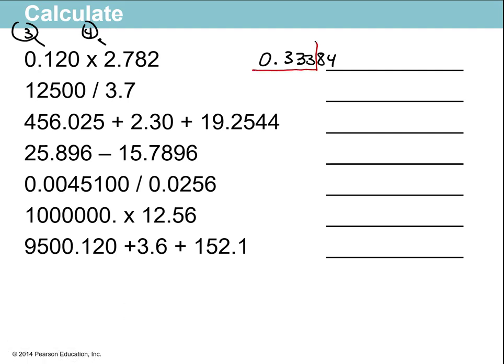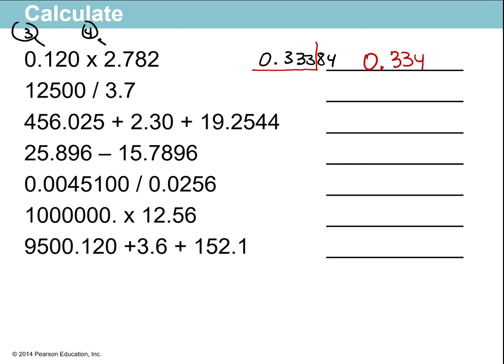So I'm going to stay to here. That means I'm going to have to round. That's an 8, so what's it going to do? Round up. So my answer would be 0.334. Your answer needs to be rounded to the number with the least significant figures in the problem.